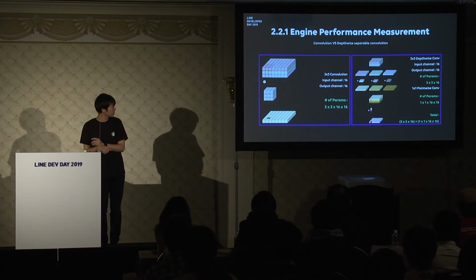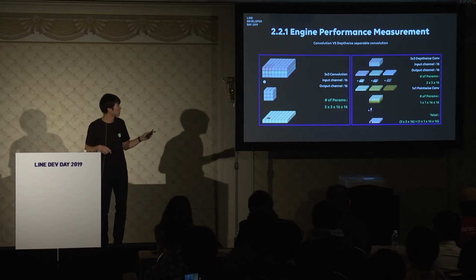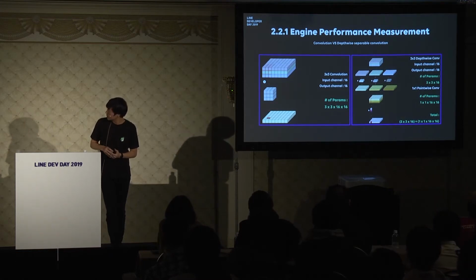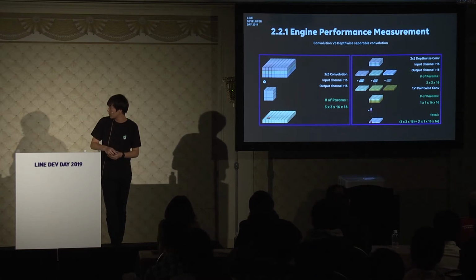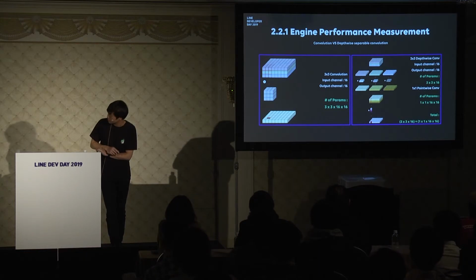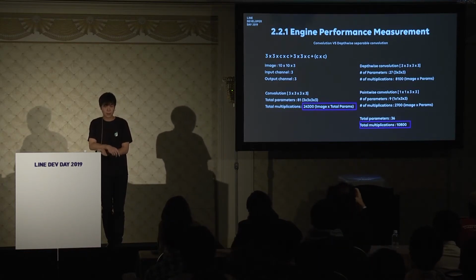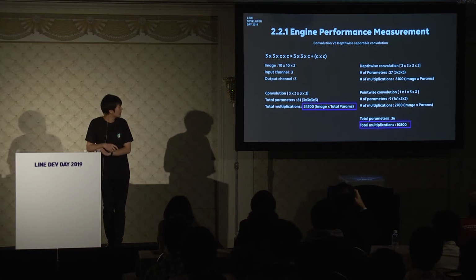In convolution, we use a 3 by 3 convolution with 16 input channels and 16 output channels, so we multiply all channels together. But with depth-wise separable convolution, we multiply per input channel with the 3 by 3 depth-wise convolution, and then add the 1 by 1 point-wise convolution. So the total parameter count is quite different from the convolution layer. In theory, you can see that the amount of computation is about twice less for depth-wise separable convolution.